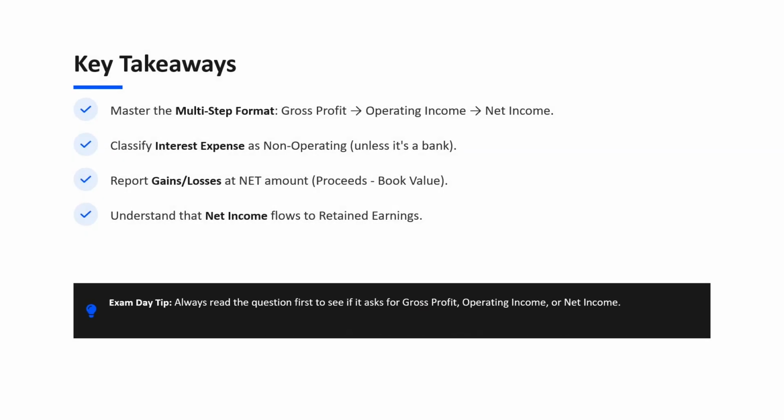Okay, so if we have to summarize everything, what are the key takeaways from today's lecture? First, we need to master the formats. We calculate the gross profit. From there, we reach the operating income. And from there, we reach the net income. If you see interest expense, do not think it's operating. It's non-operating because it is a cost of financing.